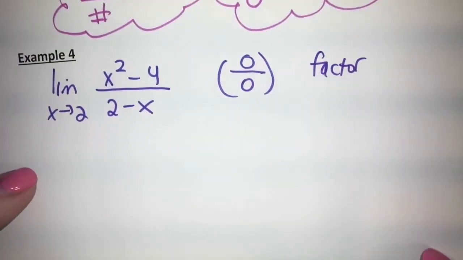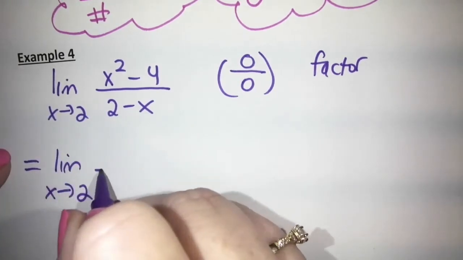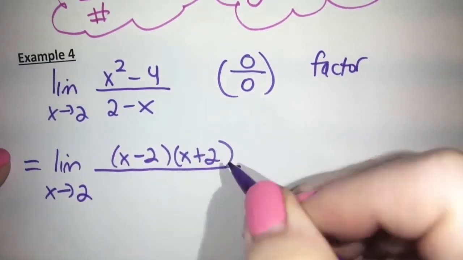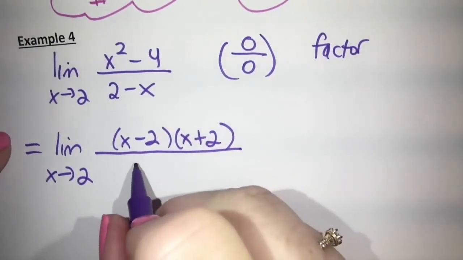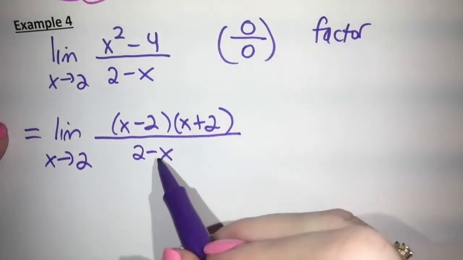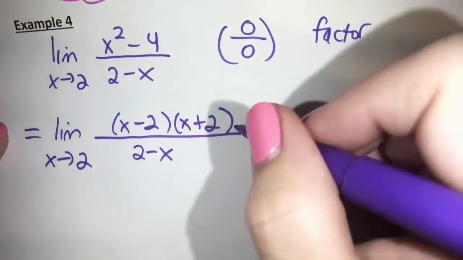Okay, so what can we do to factor? Well, x squared minus 4 is a difference of squares. So we have x minus 2 times x plus 2. And the bottom is 2 minus x. So the question is, is 2 minus x the same as this one or this one? Well, it's not the same as either. It's off by a negative.